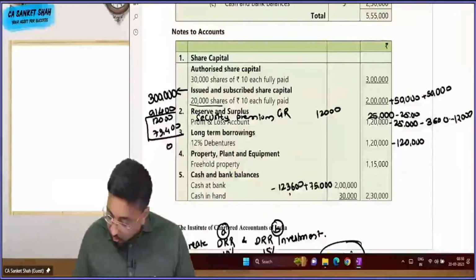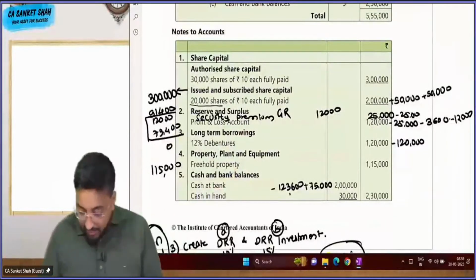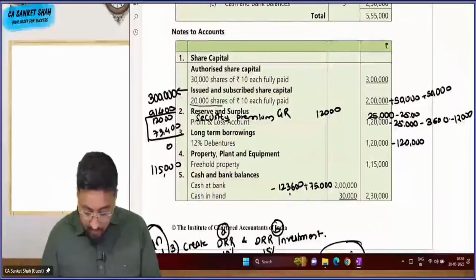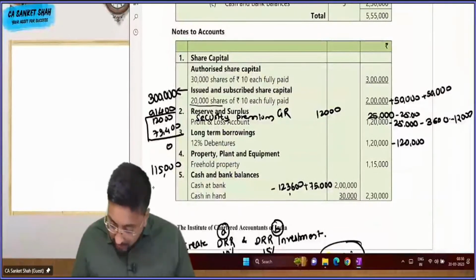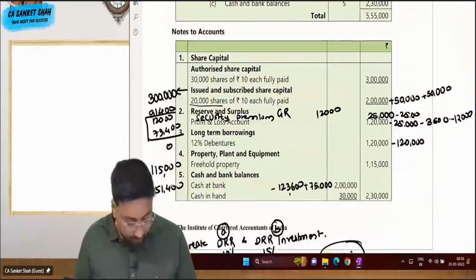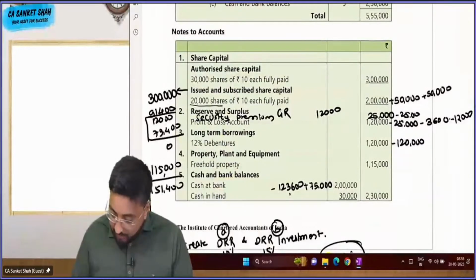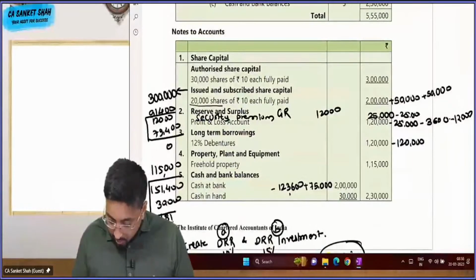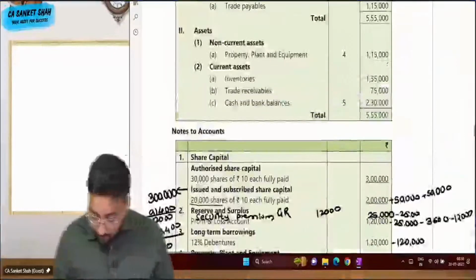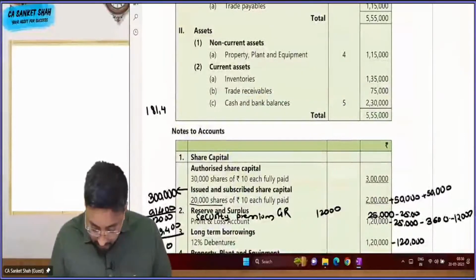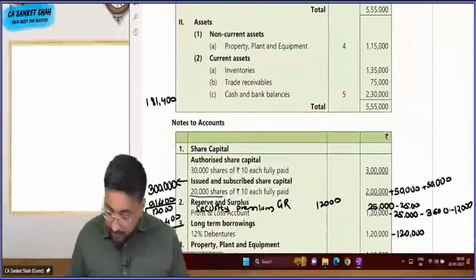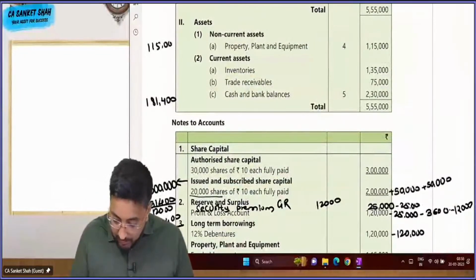Debentures 0. Freehold property as it is 1,15,000. Cash in hand 2 lakhs plus 75,000 minus 123,600. So 1,51,400 and plus 30,000. So 1,81,400. Freehold property 1,15,000.